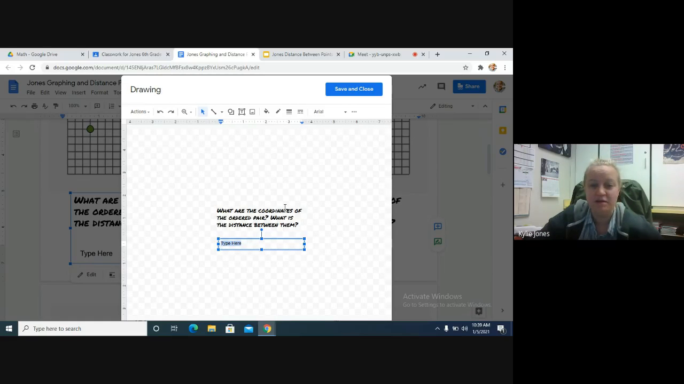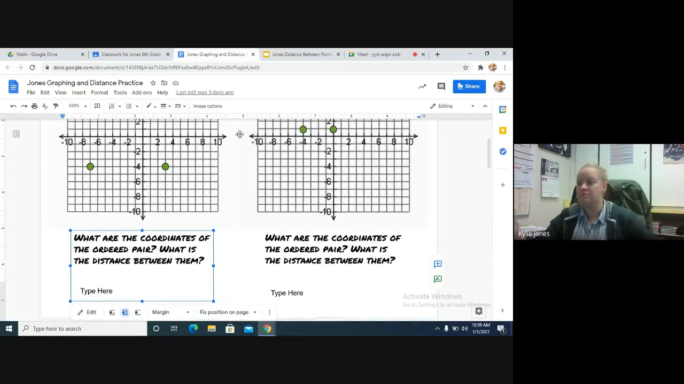So we need to find, on our first one, the coordinates of the ordered pairs, and then we need to find the distance. So I'm going to close it really quick and get some paper to write these down on. Let's start with finding the ordered pair, which is the coordinate, the point, for this one on the left. Where would this one be? I'm going to call it point A.